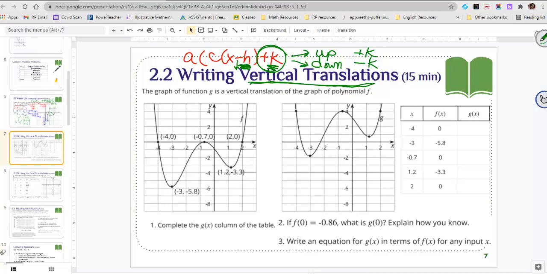Section 2.2 gives us a graph to begin with. The graph of function g is a vertical translation of the graph of polynomial f. So we are starting with f, and we are moving it to g. Move f to g.